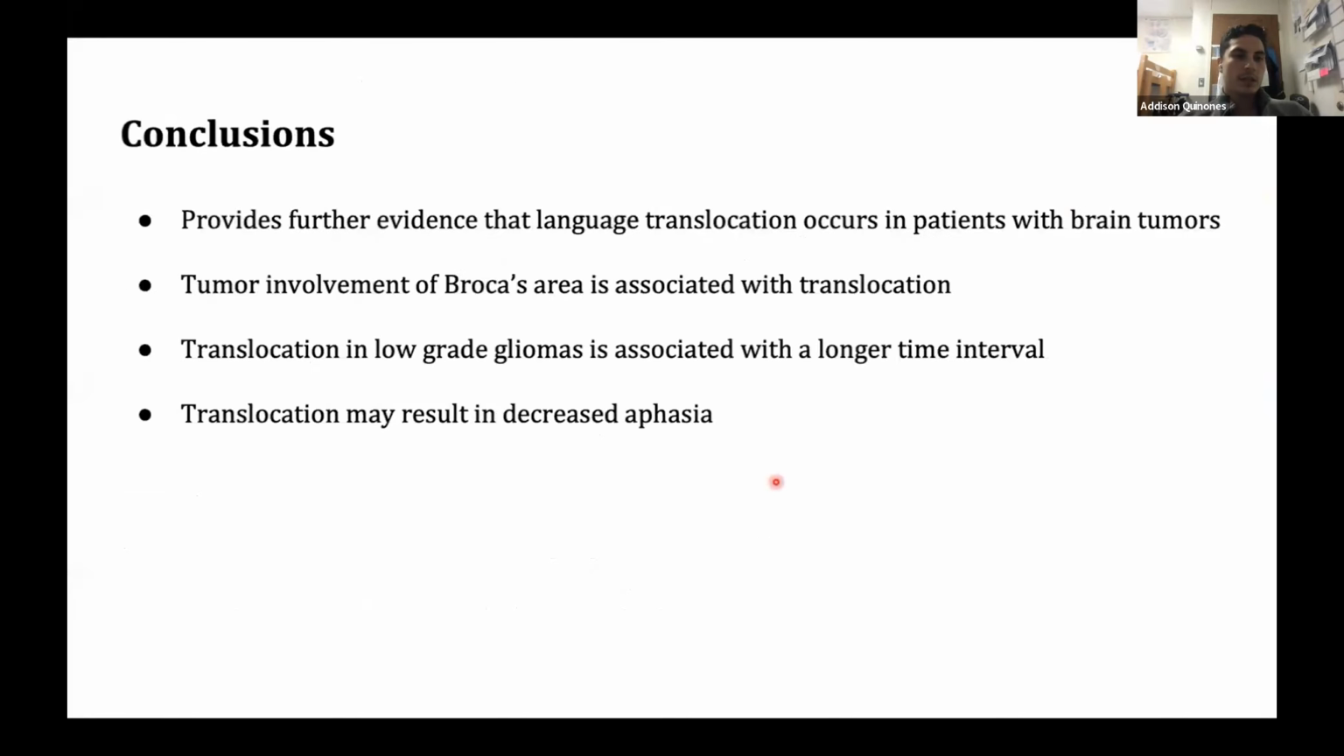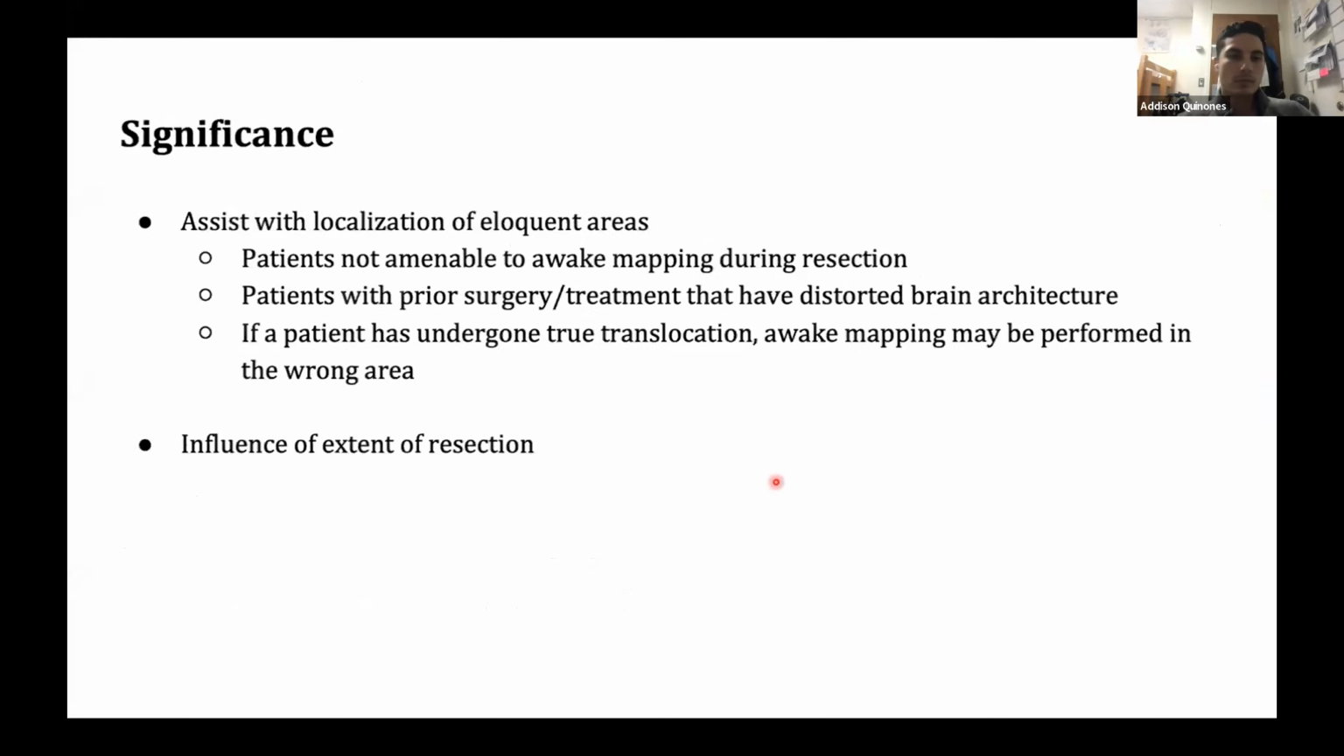So for the conclusions from this study, it provides further evidence that language translocation occurs in these patients with brain tumors. Also, tumor involvement of Broca's area is associated with translocation, and that translocation in low-grade gliomas is associated with a longer time interval. And lastly, that this translocation may be associated with some decreased aphasia.